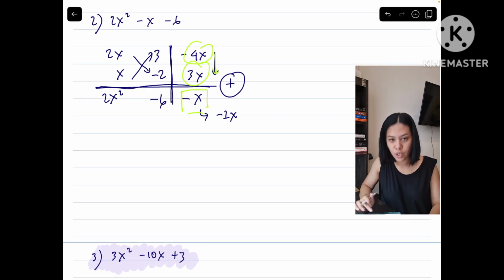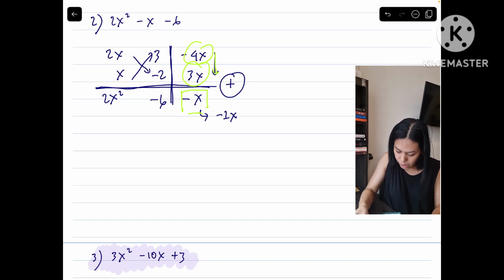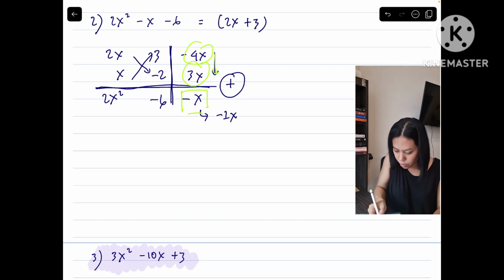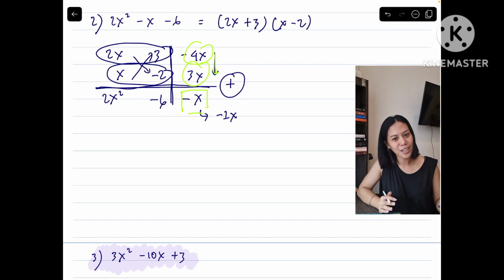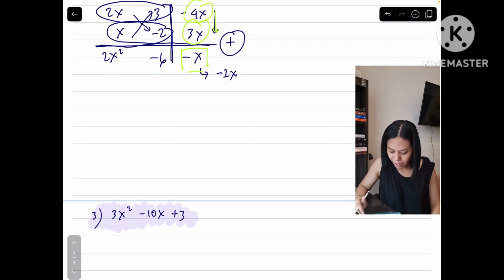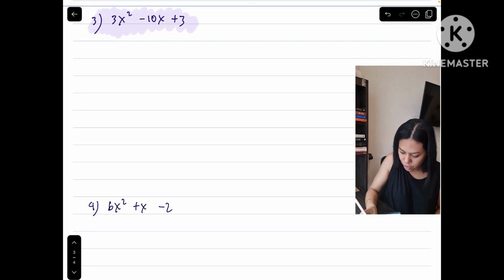Now the factorized form of 2x squared minus x minus 6 is 2x plus 3. It's a plus 3. Remember, you're writing horizontally. 2x positive 3 because 3 is a positive number. And then x minus 2. Okay, got it. Let's do the third question.